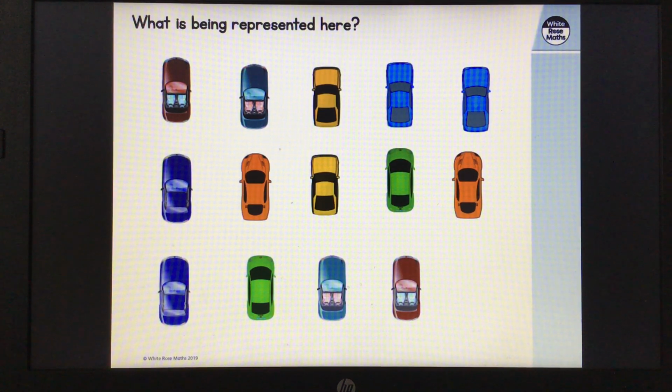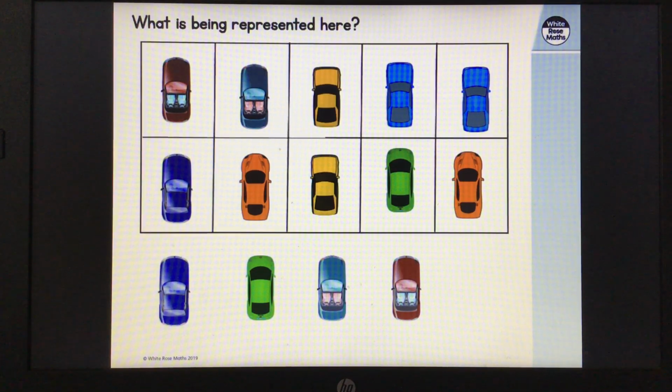Those 2 rows of 5, I could put those into a 10 frame. That makes it easier to see what's being represented. Have you got some cars, or something similar at home? Could you put them into a 10 frame? Could the 10 frame be parking spaces? That would be great, wouldn't it? I wonder how many cars you've got.